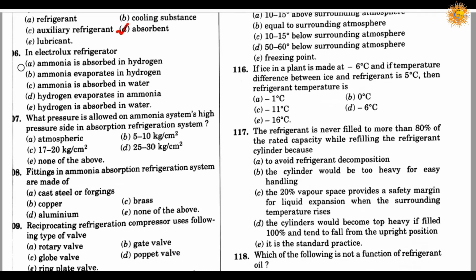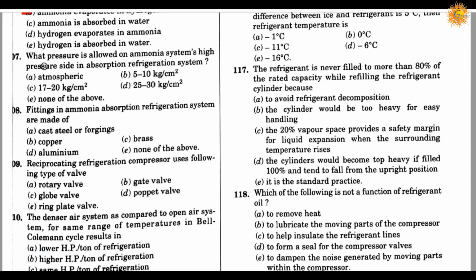Question 106. In Electrolux refrigerator: Option A, ammonia is absorbed in hydrogen. Option B, ammonia evaporates in hydrogen. Option C, ammonia is absorbed in water. Option D, hydrogen evaporates in ammonia. Option E, hydrogen is absorbed in water. So the correct answer is B, ammonia evaporates in hydrogen.